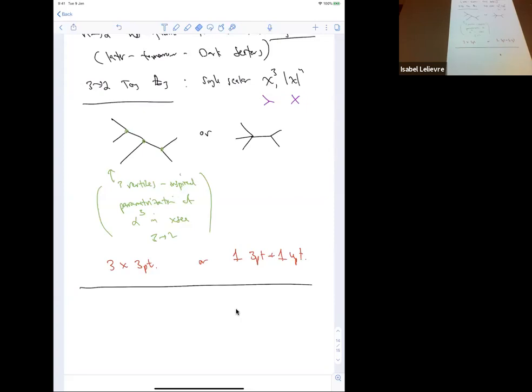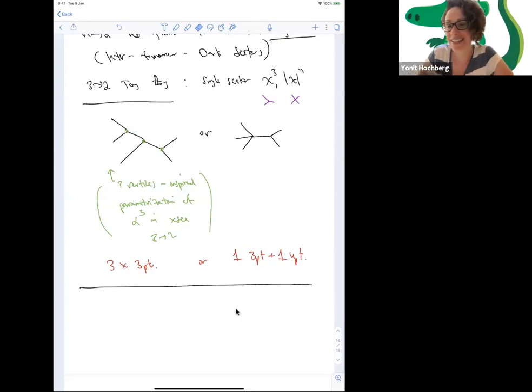Can you give an example of a 3-to-2 process in the standard model? Yeah, that's going to be through something called the Wess-Zumino-Witten term, and we're going to be talking a lot about that tomorrow. So let's hold on to that question for our lesson together tomorrow.